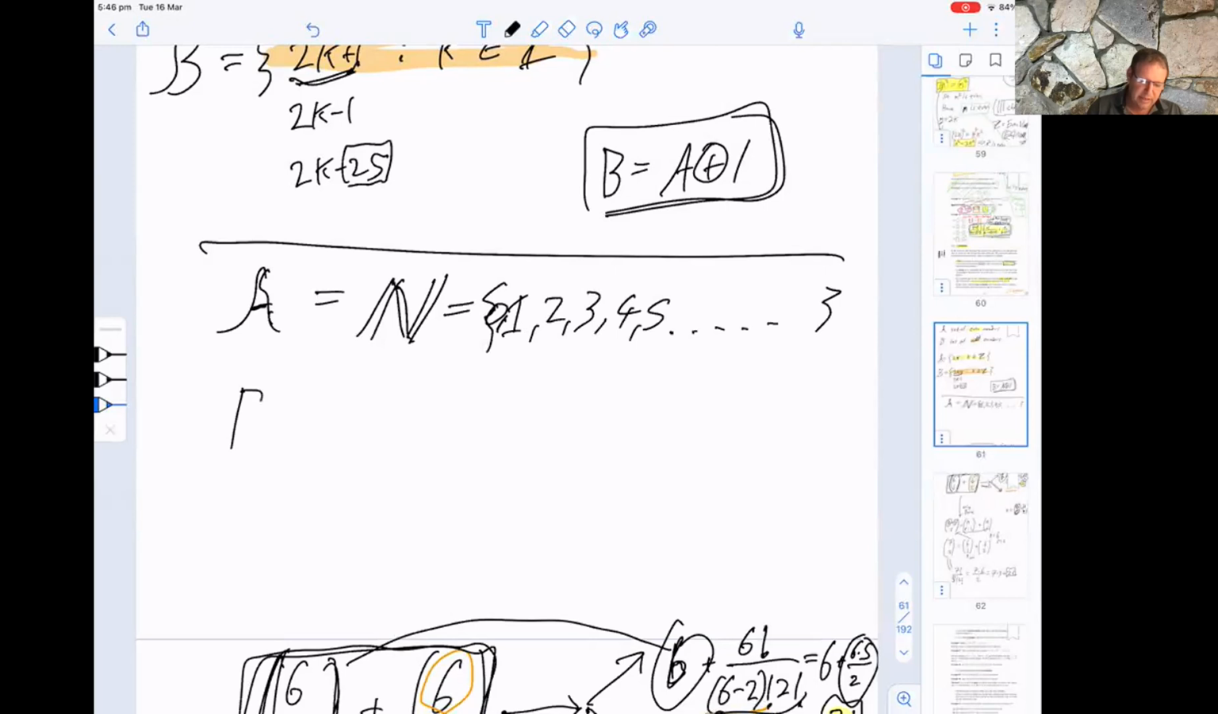And let's take B to be the integers. Negative, well, how do I write the integers? I write dot, dot, dot, negative 2, negative 1, 0, 1, 2. Okay. Of which there's more. More N or more Z? More B. Okay, so you think there's more B because it covers more.